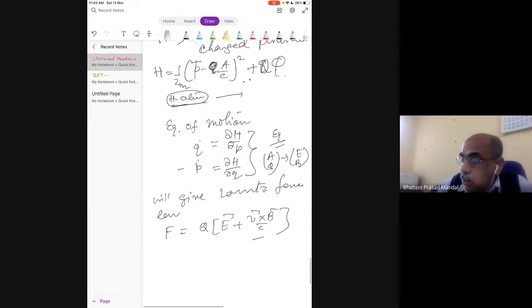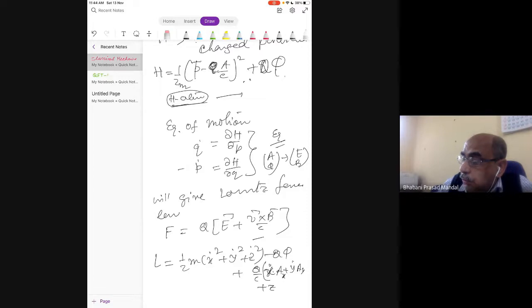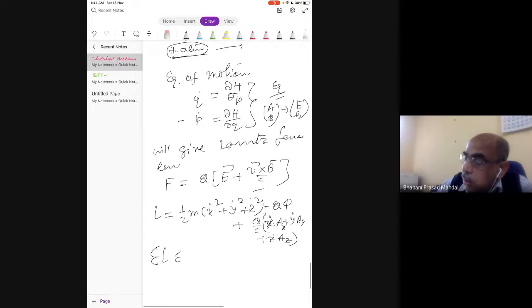Similarly for the Lagrangian of a charged particle: half m times (x dot square plus y dot square plus z dot square), minus q phi, plus q by c times (x dot Ax plus y dot Ay plus z dot Az). This is the Lagrangian. Find the Euler-Lagrange equation and convert A and phi to E and B, then you will get the Lorentz force.